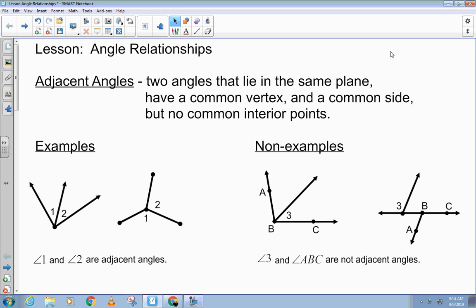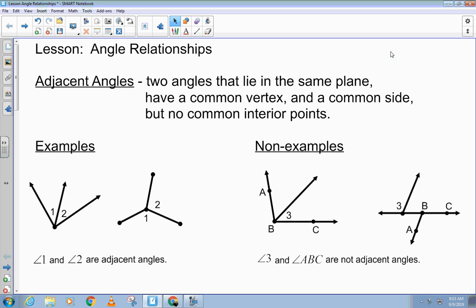Talking about angle relationships today, and the first thing we want to talk about is what adjacent angles are. They're basically neighbors. They're two angles that lie in the same plane, have a common vertex and a common side, but no common interior points. They're right next to each other.